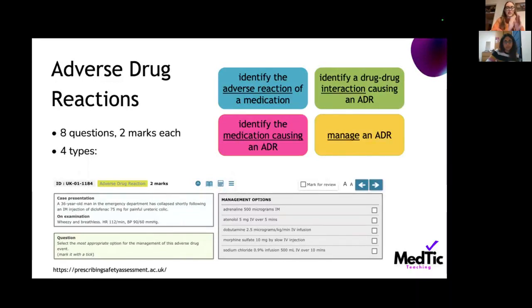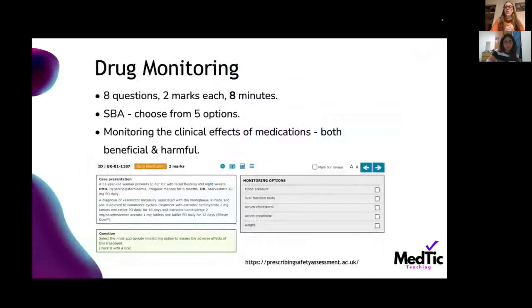If we move on, nearly at the end of the different question types. So drug monitoring. Again, this is just 2 mark questions, so we suggest a minute per question, and you choose the right option from 5. This is where it's useful to know common monitoring requirements for drugs that need monitoring. But it's not just about monitoring for harmful side effects. So, for example, furosemide, you'd be checking the kidney function to check for harmful side effects.